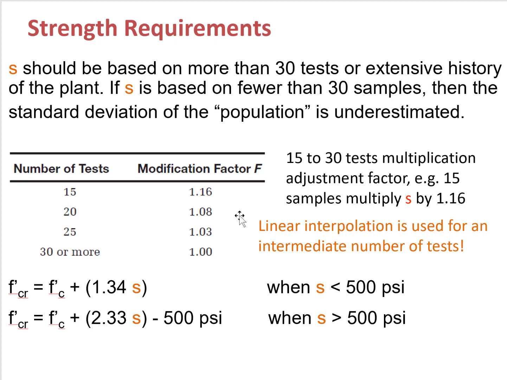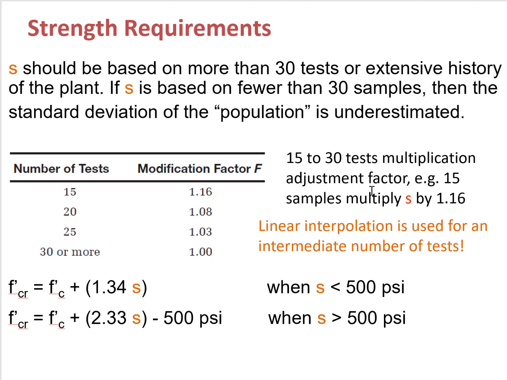And if you have a value which is not shown in this table, then you need to use linear interpolation to calculate the intermediate number, to calculate the modification factor. For example, if you have a standard deviation calculated based on 17 tests, it's not shown in this table, but it's somewhere between 15 and 20, so then you can use linear interpolation to calculate the modification factor.